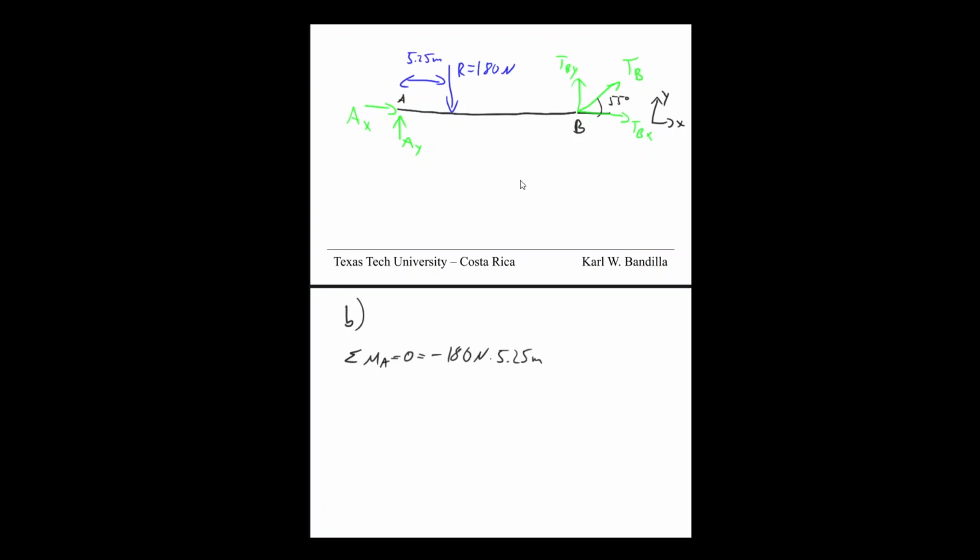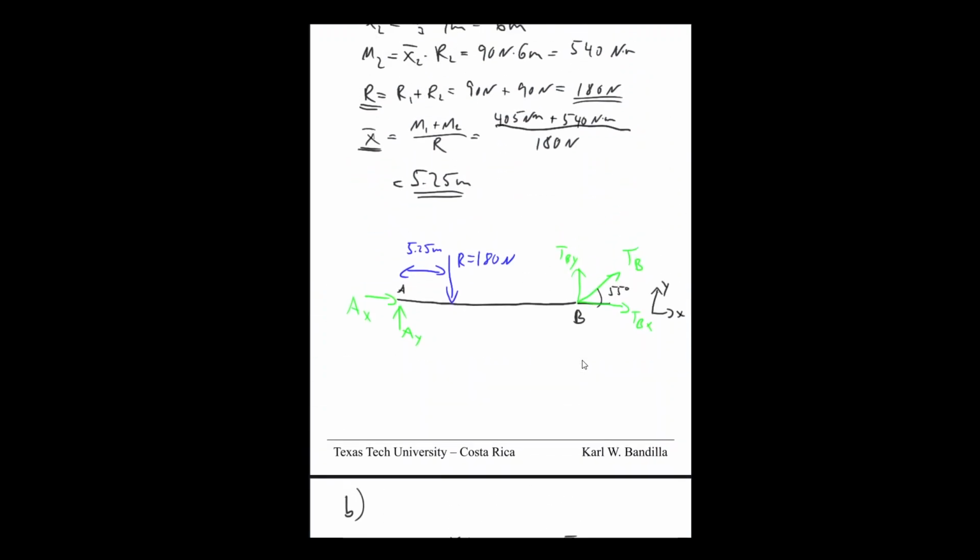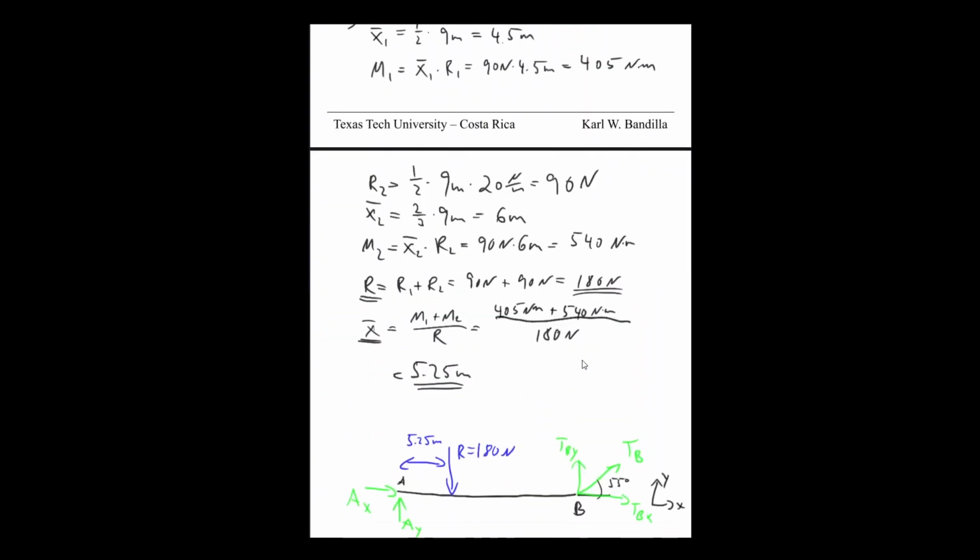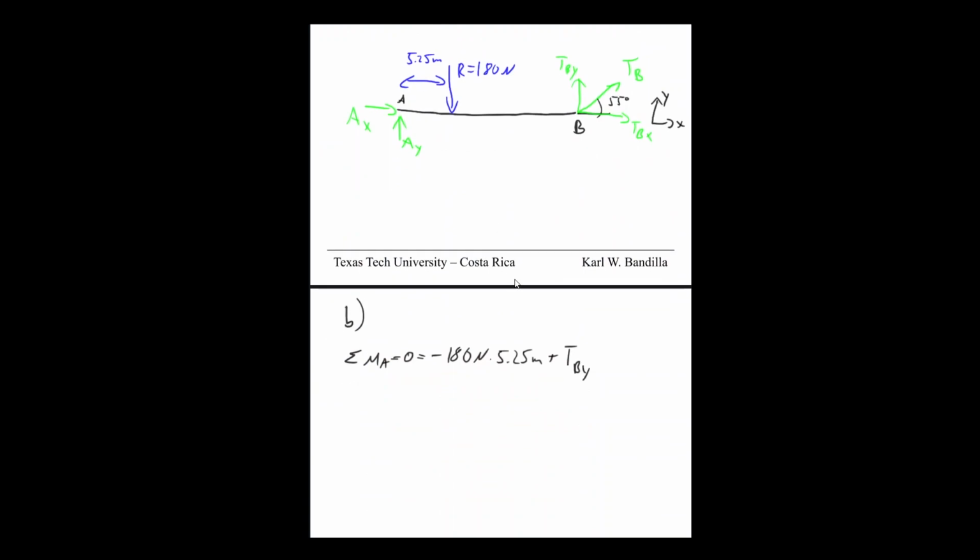Let's go back to black. And if we think about A, it is turning counterclockwise. So plus TBY, and the overall length of this bar was 12 meters, times 12 meters. All right, now let's see. We just write that again, 180 Newton, 5.25 meters. Now, what is TBY?